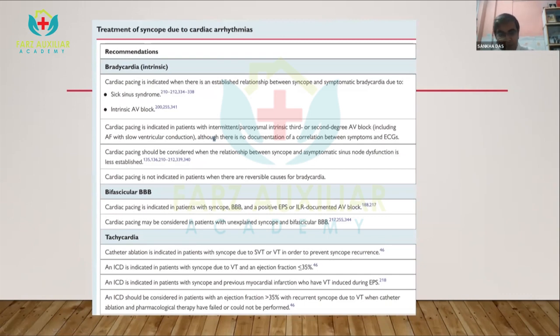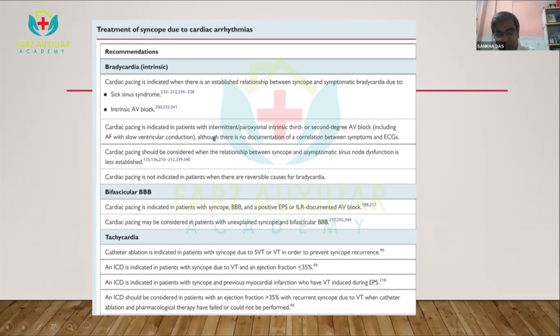Second, bundle branch block or bifascicular block. If a patient has a left bundle branch block with syncope, then that is an indication of putting a pacemaker. If the patient is having a bifascicular heart block, say right bundle branch block with left anterior or left posterior fascicular block with syncope, then that is also an indication of putting a pacemaker.